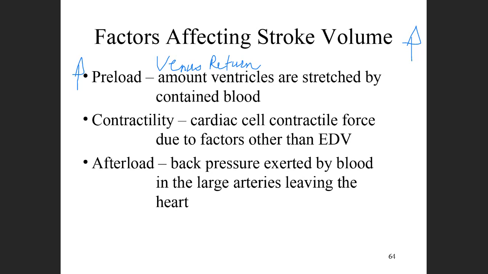So let's say that their preload is decreased. That means the venous return is decreased. What happened in this case? Well, because you have blood loss, for example. So instead of your normal 5 liters of blood, you now have 4 liters of blood. So less blood is coming back to the heart, and the stroke volume will decrease. It's going to contract weakly, and so your blood pressure will go down.